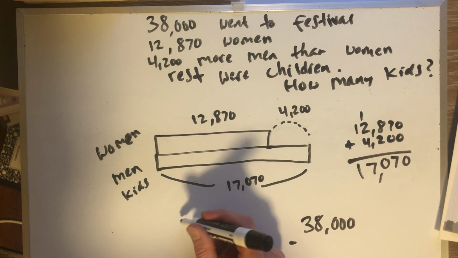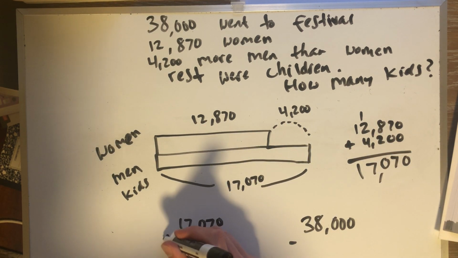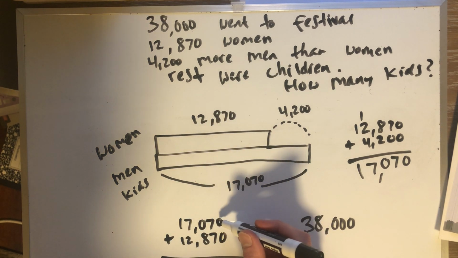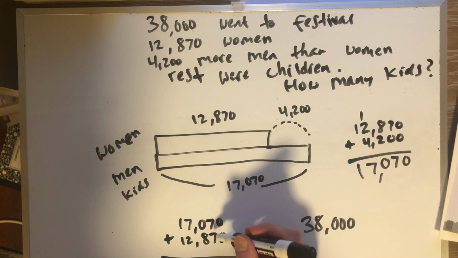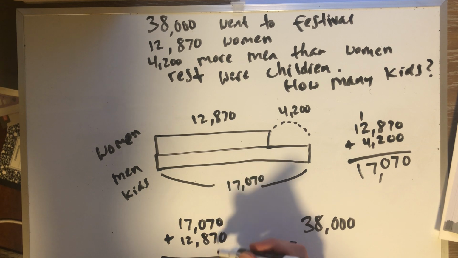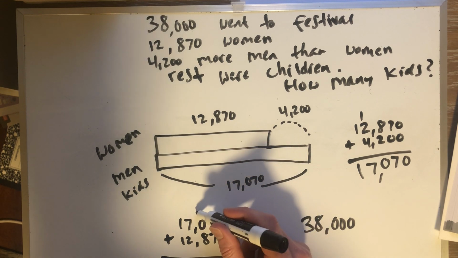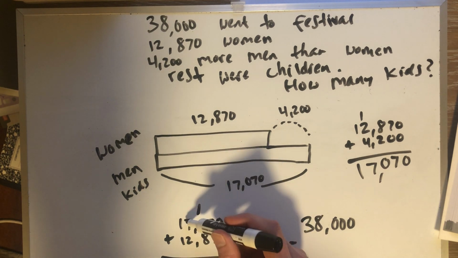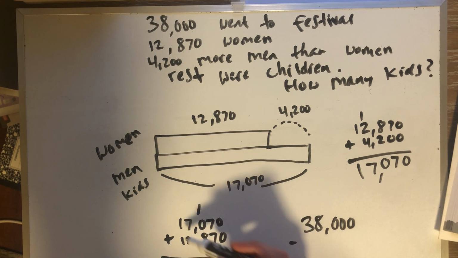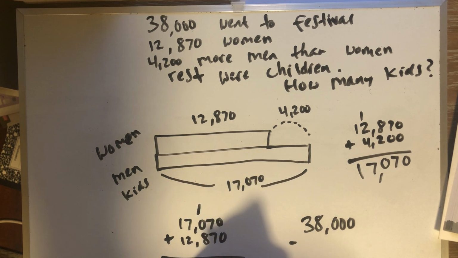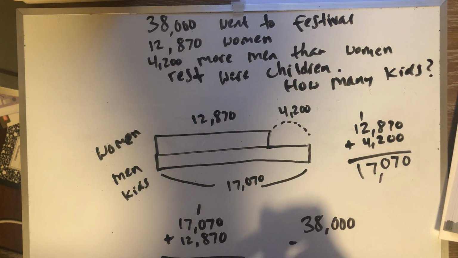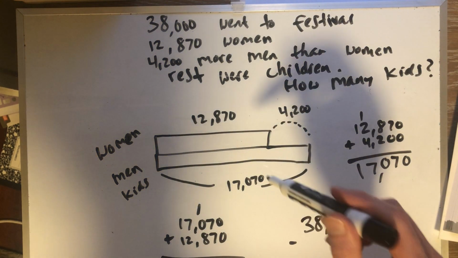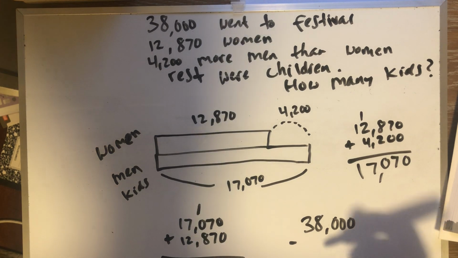So the men are 17,070. The women are 12,870. Let's add them up. Okay, 0 in the ones, 7 plus 7 is 14. Second number goes on the bottom, first number on the top. 1 plus 8 is 9. Ooh, 3 digits in, I'm going to add my comma. 7 plus 2 in the thousands is 9. 1 plus 1 is 2. Okay, so we know there are 29,940 men and women. So now that we know that, let's subtract that from the total and we'll find out how many kids.